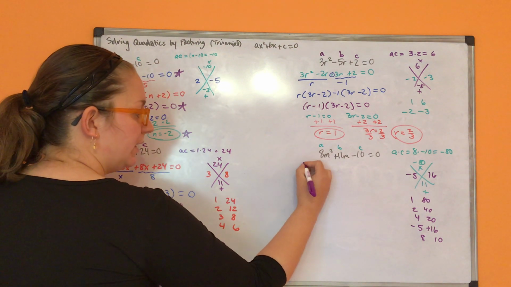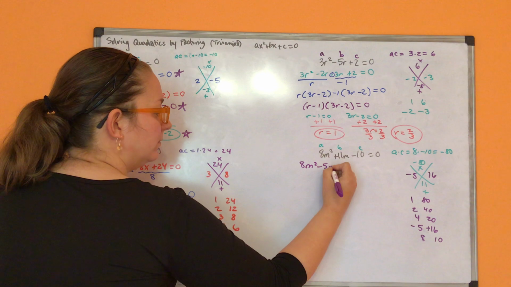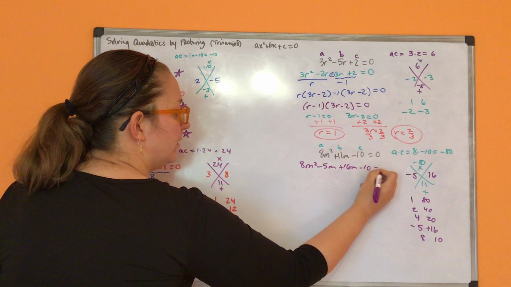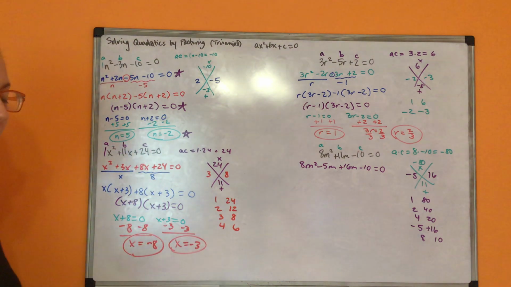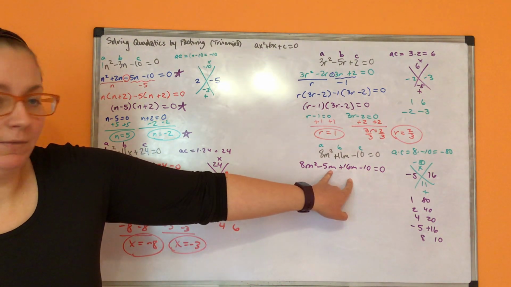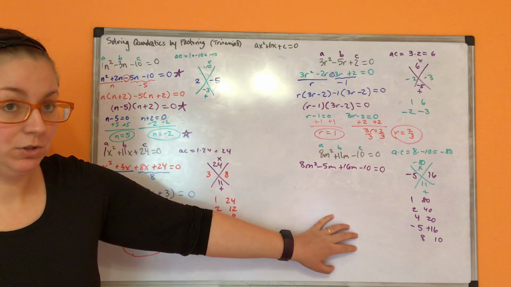So I'm going to rewrite this as 8m squared minus 5m plus 16m minus 10 equals 0. And friendly reminder, I talked about this in the last video. If you switch the order of the negative 5m and the 16m, your work in the middle might look a little different, but your answer should still be the same.